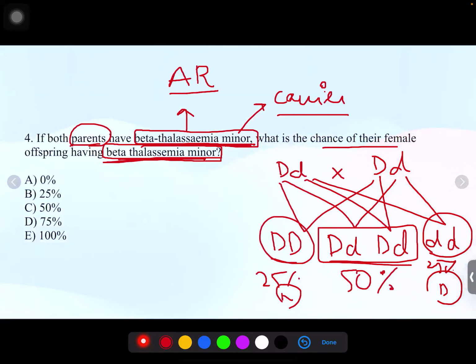You don't need to memorize anything from these pedigrees. You just have to memorize the inheritance pattern. This is important: which disease has which inheritance pattern? That's the only thing you have to memorize. So they ask you about offspring having beta thalassemia minor, meaning carrier status. They are asking you 50%. If they ask you the chance of having a diseased baby, diseased means beta thalassemia major. If they ask you about the chance of having beta thalassemia major, then major will be 25%. Okay.